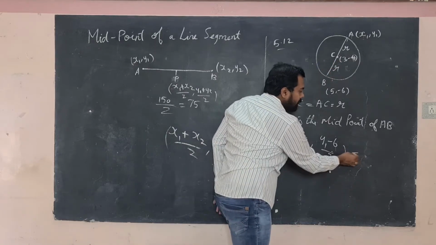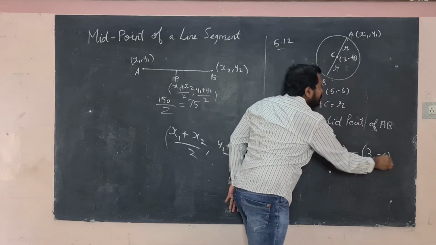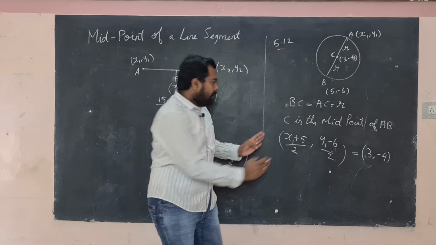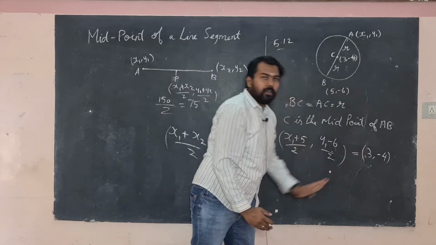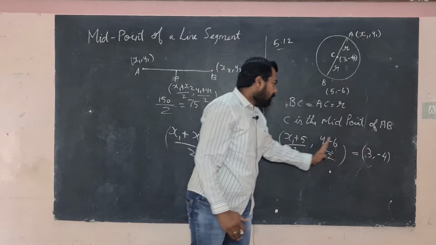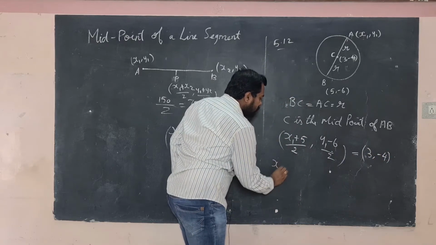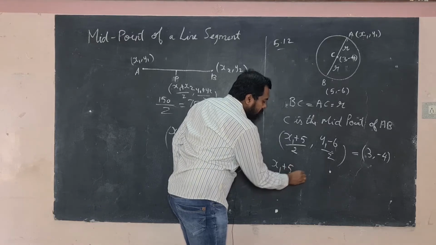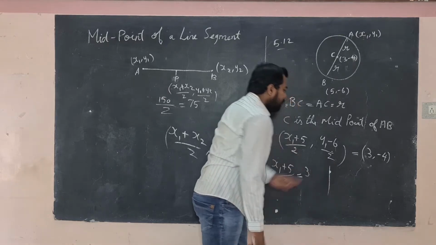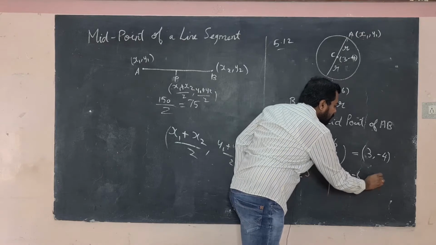C-ன்னு அப்போ நான் equate பண்ணிக்கலாமா? இதான் midpoint. This is equal to (3, -4), which is the center of the circle. இந்த coordinate-ஐ இந்த coordinate-ஓட equate பண்ணலாம். அதாவது x coordinate equal to this x coordinate, this y coordinate equal to this y coordinate. So (x1 + 5) divided by 2 equal to 3. Y coordinate will take (y1 - 6) divided by 2 equal to -4.